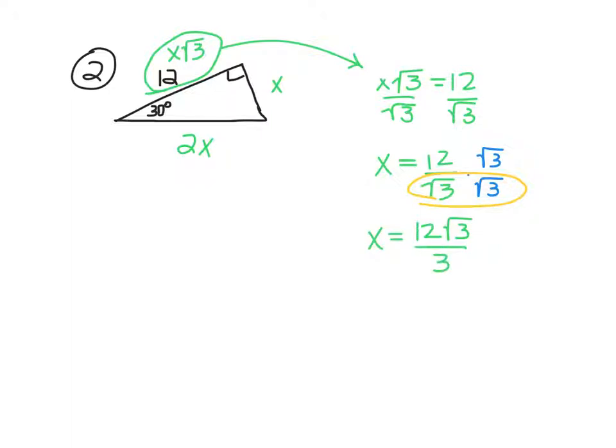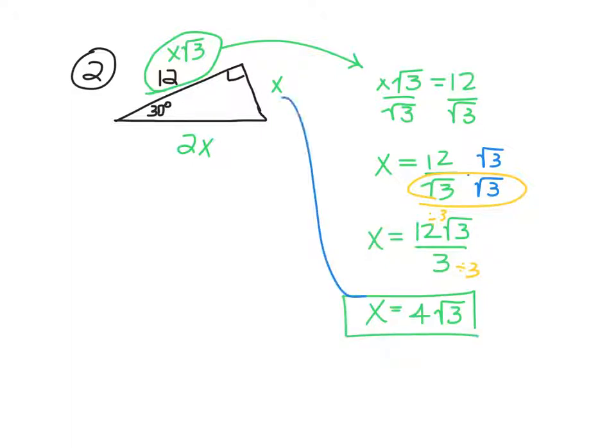This is just a review from algebra right now, right? And then 12 and 3 are both whole numbers, so I can simplify those. Both of those divide by 3, so I can divide both of them by 3. And that's going to give me that x equals 4 square root 3, because 3 divided by 3 is just 1 on the bottom. So now this is going to help me find my other pieces. So I know x is going to be 4 square root 3.